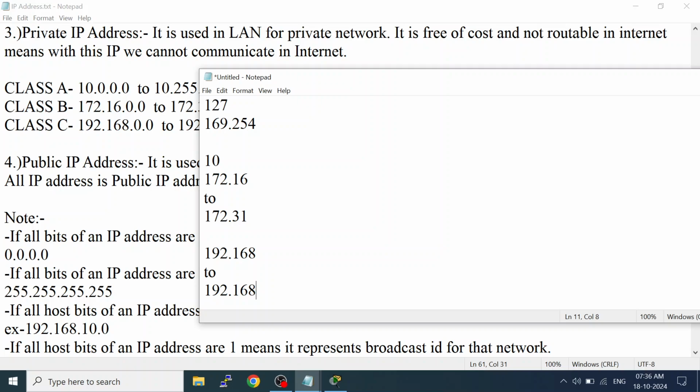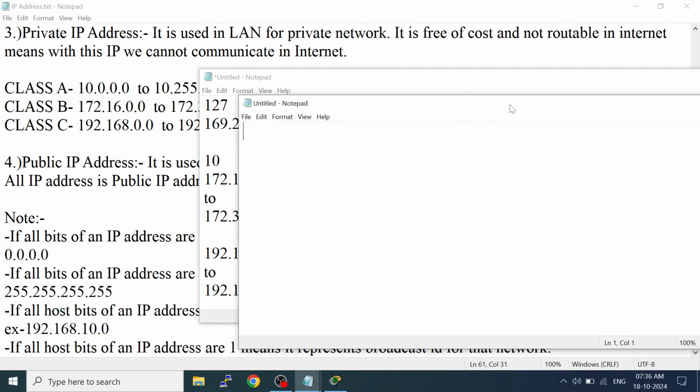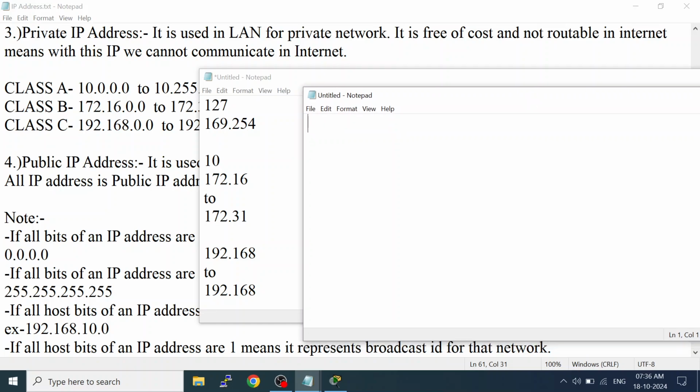So let us do one practice. Private or public? Public. Private or public? Or APIPA? APIPA? Public.